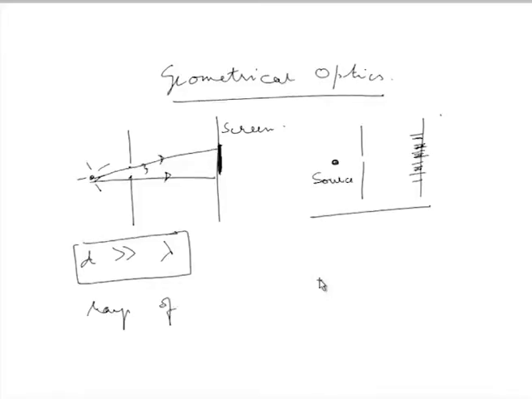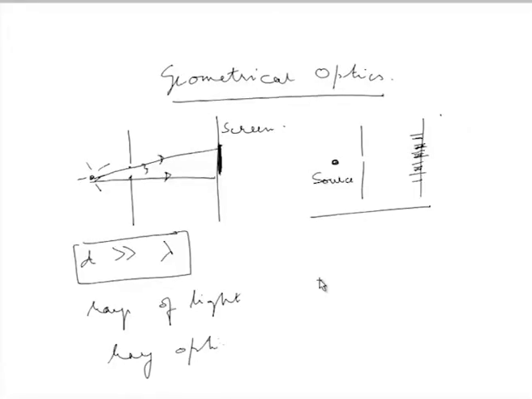Now, what are these rays of light? These rays of light are nothing but infinitesimally thin beams of light, okay. Now, for that reason, geometrical optics is also called ray optics, okay. So, that is what we are going to study. We are going to study ray optics or geometrical optics here, okay.